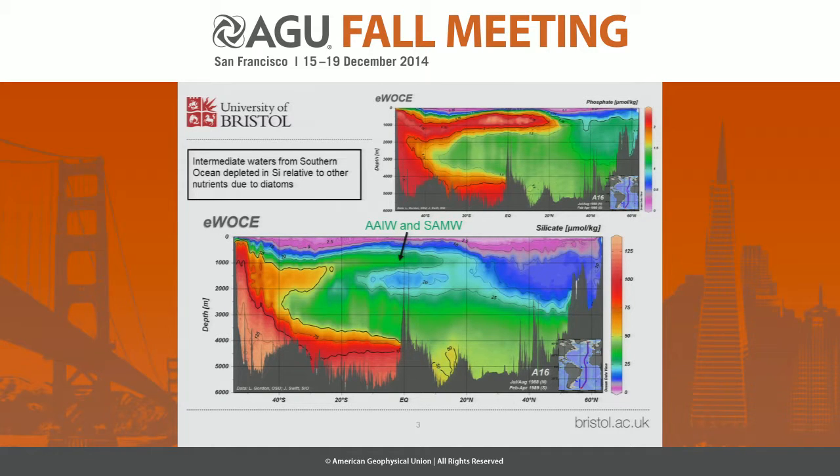The situation is slightly different for the silicon cycle. So this is a map, again, going from south to north, of the silicic acid concentration in seawater. Silicic acid is a key nutrient for organisms that make biogenic opal, such as diatoms. Diatoms are algae that are responsible for nearly half of the marine export of carbon. And they grow predominantly in the Southern Ocean.